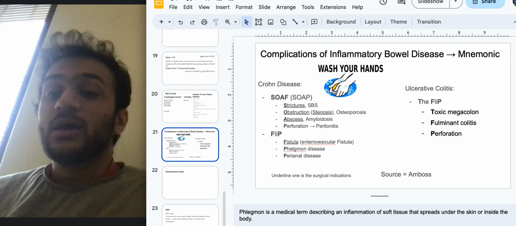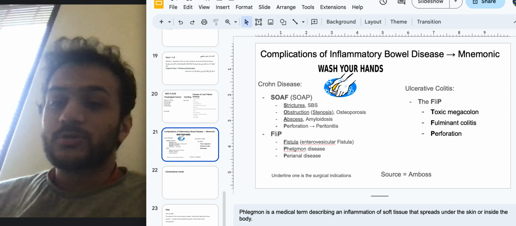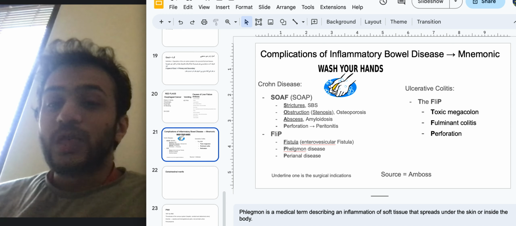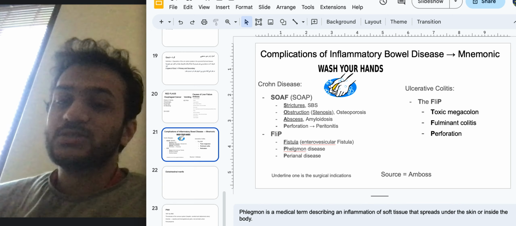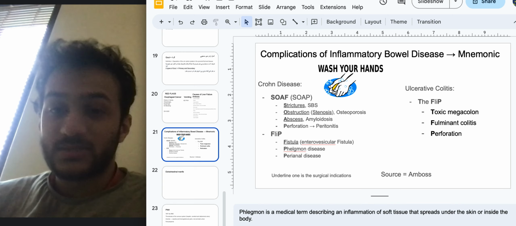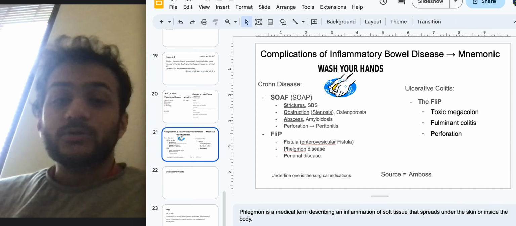And we also have another part of the mnemonic which is called FLIP. Okay. So the F stands for fistula. The L and I don't really stand for anything. The P stands for perianal disease and then phlegmone disease. Okay, so that can be over here.